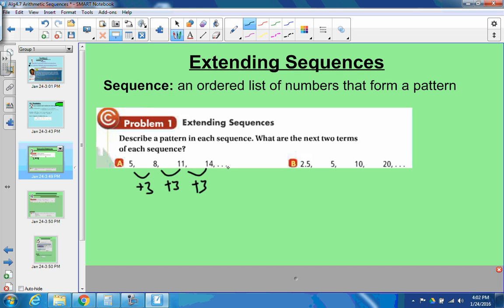And then what are the next two terms? If we add 3 again, we get 17. And we add 3 again, we'd get 20. So that's the sequence. Let's look at B.